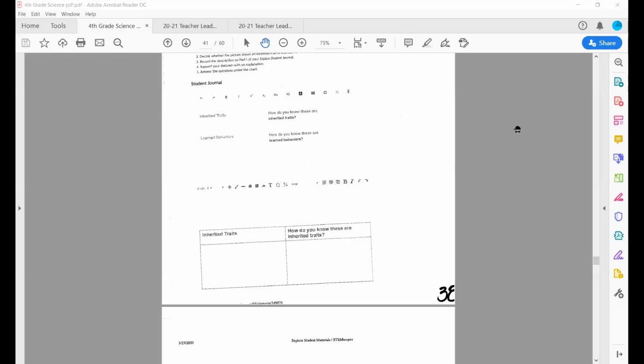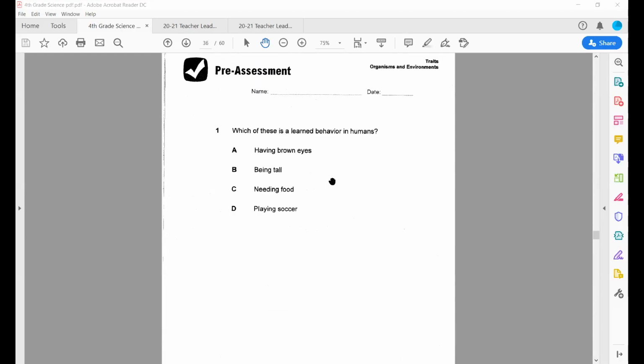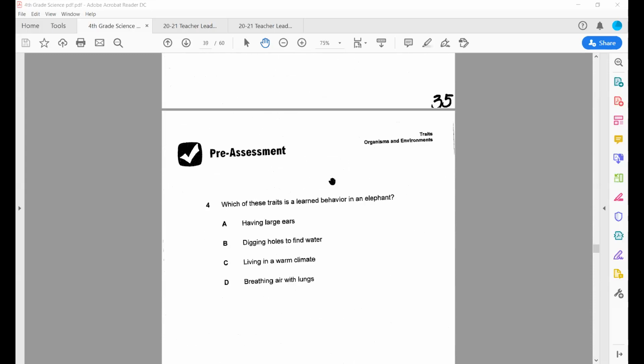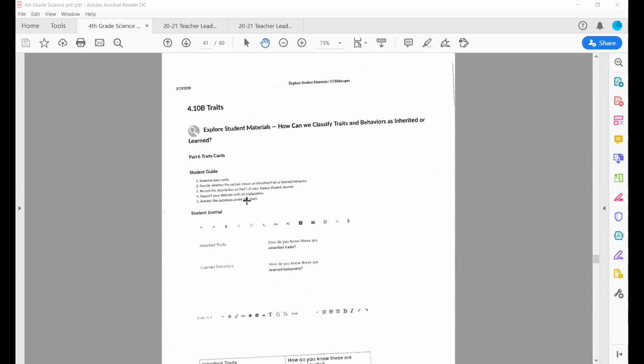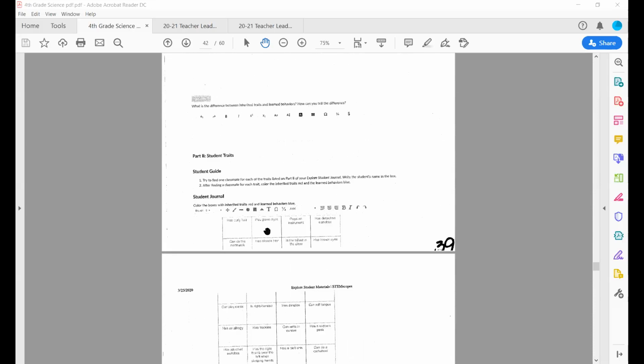Again, you're doing questions 1 through 5, starting on page 33. And then you're doing part 1 traits cards, and I will have those materials up by the end of the day today. You are not doing part 2 student traits. So you can stop on page 39, and that's it. Alrighty. How do I get back to Zoom? Okay, so I don't think y'all saw that. Let me show you one more time. All right, questions 1 through 5. Part 1, traits cards. Do not do part 2.